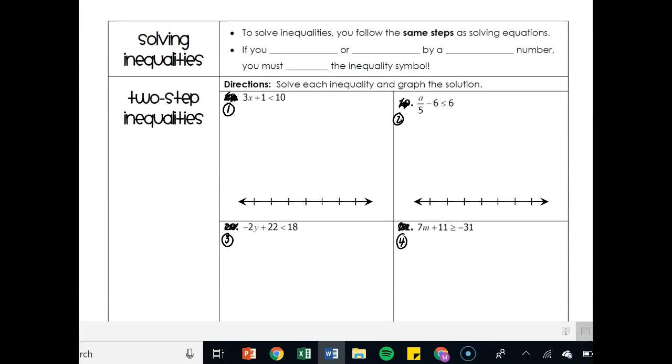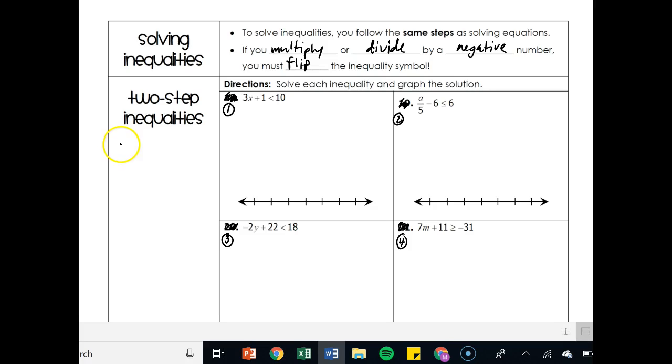To solve inequalities, you follow the same steps as solving equations. The only difference is if you multiply or divide by a negative, you need to flip the inequality symbol. If you remember, on ST Math, when you had negatives and the whole number line would flip, that's basically what we're doing here.